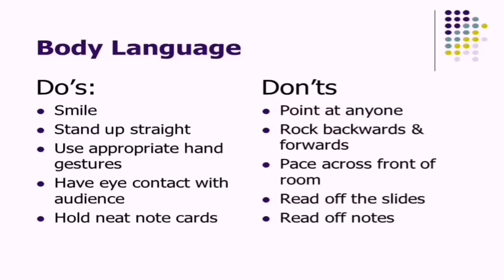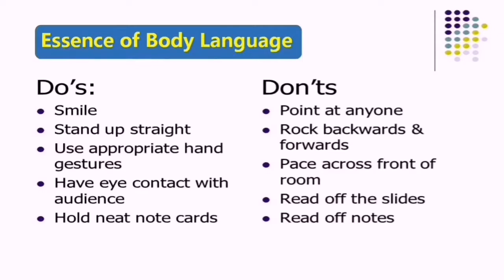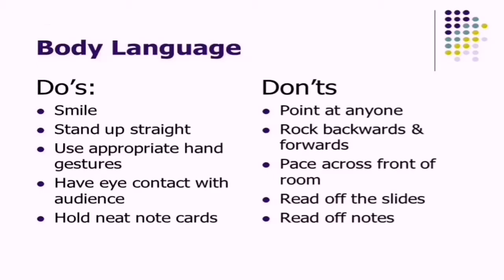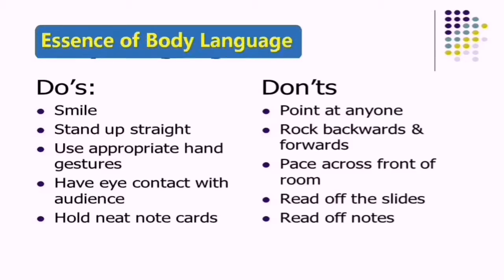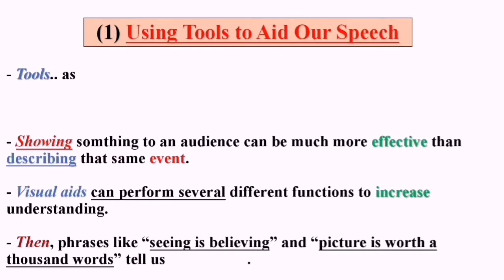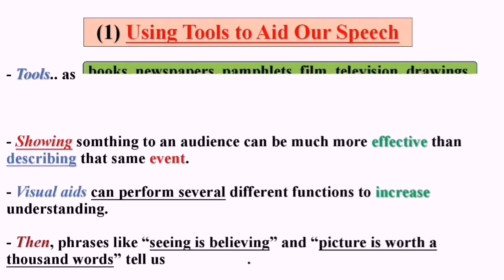What is the essence of body language? We must do: smile, stand up straight, use appropriate hand gestures, have eye contact with the audience, hold notes, not cards. But what should we not do? Point at anyone, rock backwards and forwards, race across the front of the room, read off the slides, read off notes. Also, this is a good essence of body language.